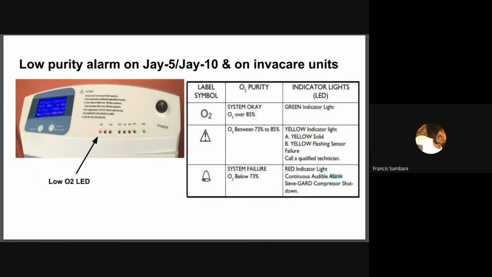And when the purity is below 73%, you have a red indicator light accompanied with a continuous audible alarm. So that's on the Invacare Perfecto. And that is it on the low purity alarms. So we'll move on to the low pressure alarms.